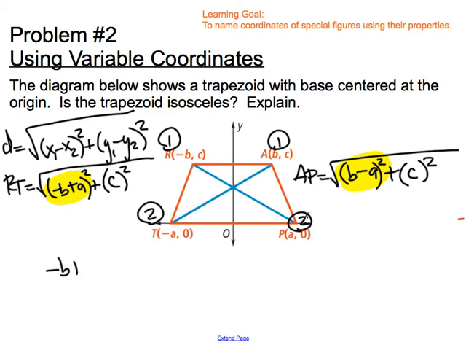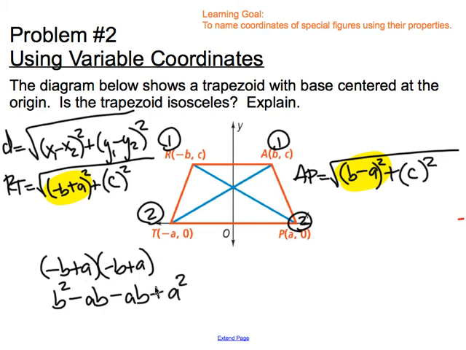We have negative b plus a multiplied by itself, so negative b plus a. Remember, first times first, so we have negative b times negative b, which is just going to be b squared. Outer times outer, so negative b times positive a, so we have negative ab. Inner times inner, so we have positive a times negative b, which is negative ab. And last times last, so positive a times positive a, which will give us positive a squared. We have two common terms in the middle, so here we have b squared minus 2ab plus a squared.